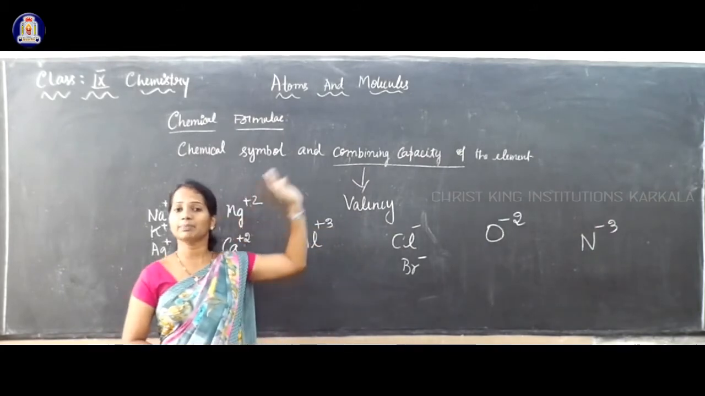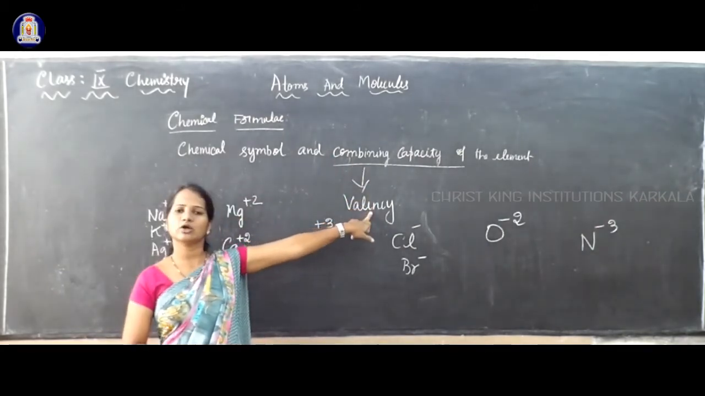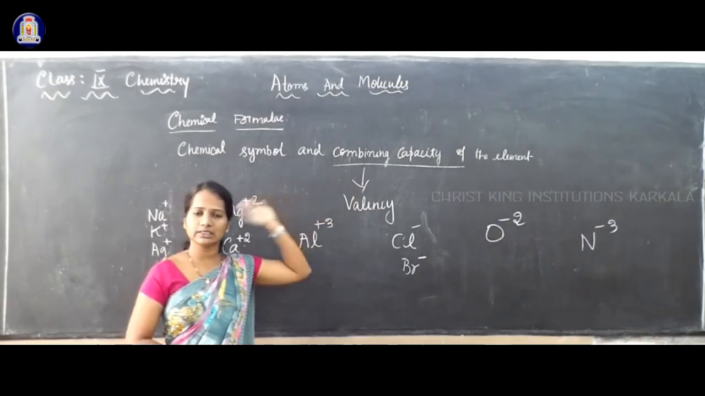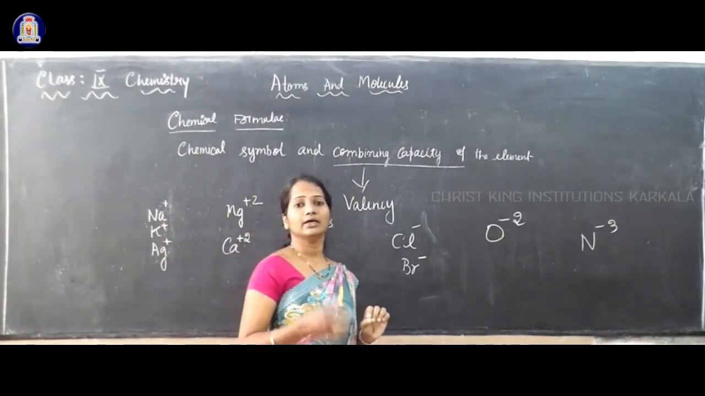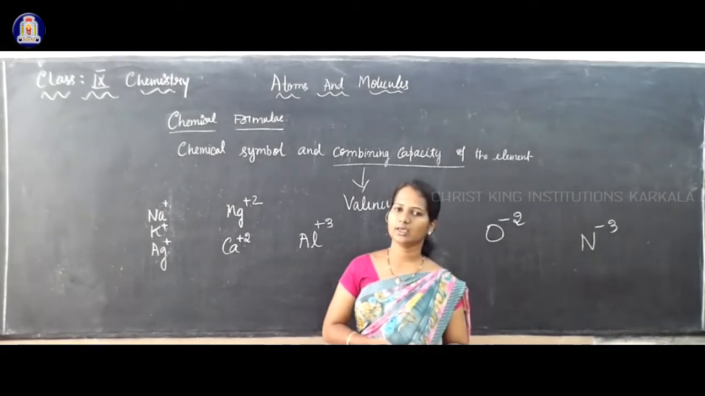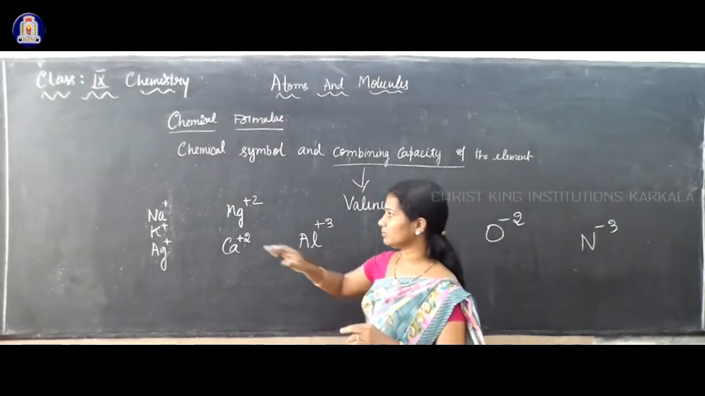The combining capacity of the element is called valency. If you know this, we can easily represent a given compound using its chemical formula. So this you have to remember.